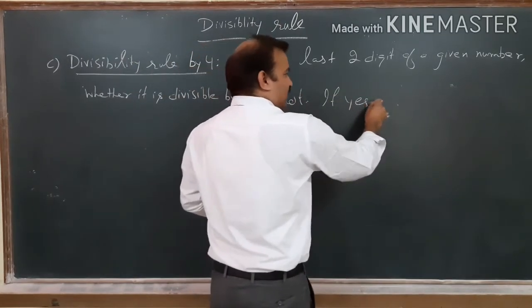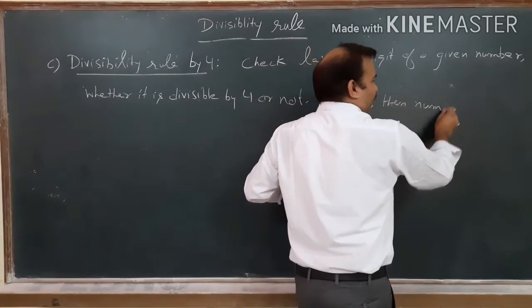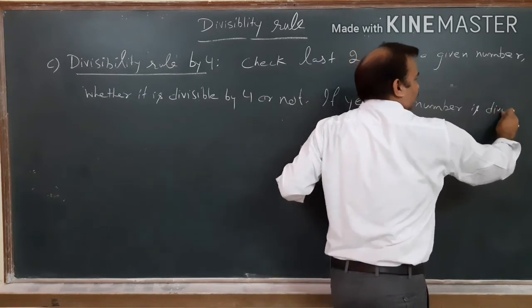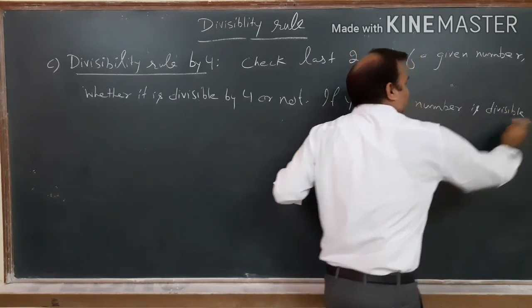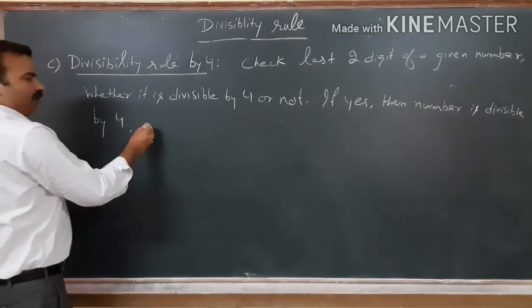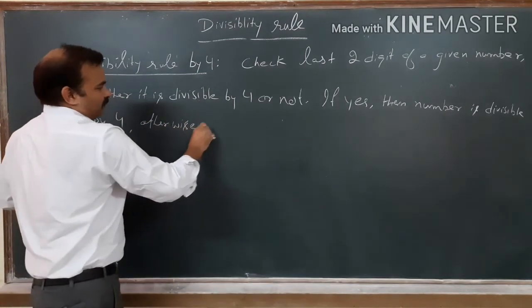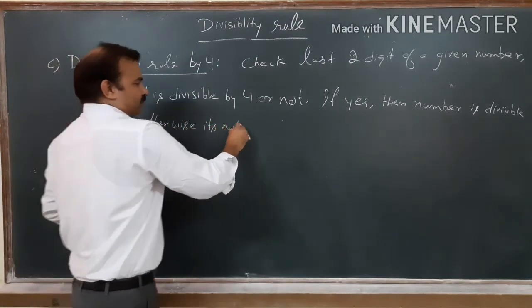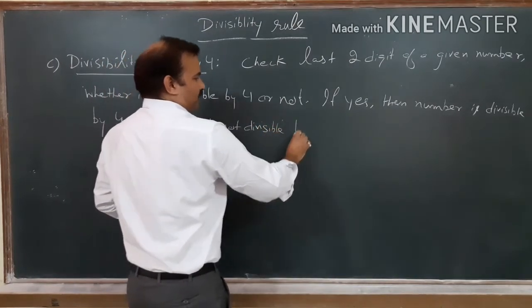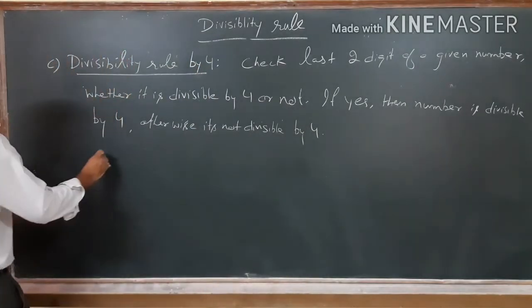If yes, then the number is divisible by 4. Otherwise, it's not divisible by 4. Again, I'll give you 2 examples.